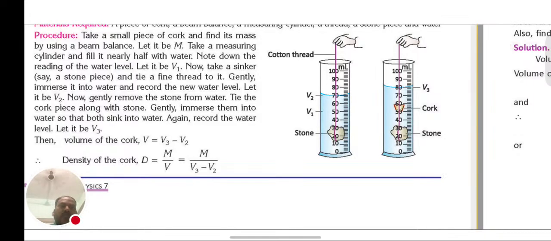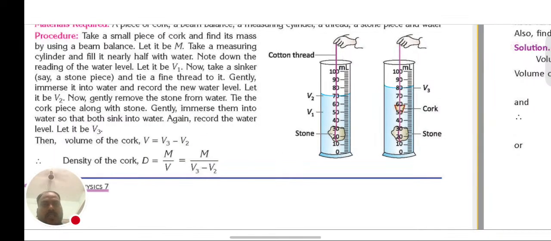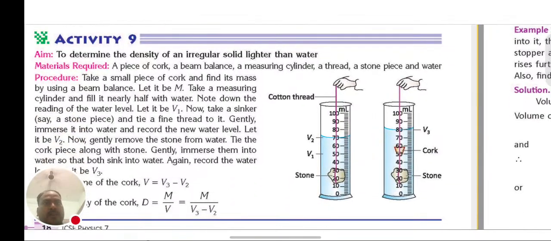Now the same activity as the previous one, activity number 8, but this is activity 9. In activity number 8 the initial volume is 50 and the final volume is 70. So here V2 is considered as 70 and V3 is considered as 18. Why? Because another object is immersed inside the measuring cylinder. This object is a cork.